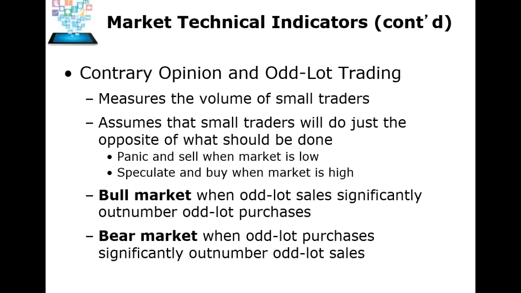So that's why we want to measure the volume of these small traders, because we want to do the opposite of them. If they're buying, we want to sell. If they're selling, we want to buy. So it assumes that small traders will do the opposite of what they should do over time. So they panic and sell when markets are low, and they speculate and buy when markets are high. They just make the worst mistakes.